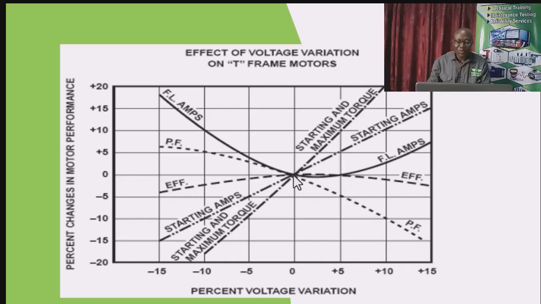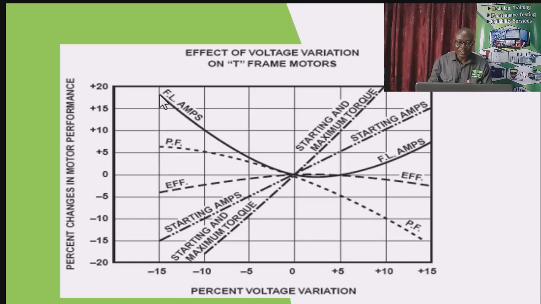Are you getting it? Which means that the efficiency at this point is at the highest. Look to the left, you see a drop in efficiency. Look to the right, you see a drop in efficiency. Why are we experiencing all of this drop? Let us look. If we have under voltage of 5, 10, or 15%, how does it affect the motor?